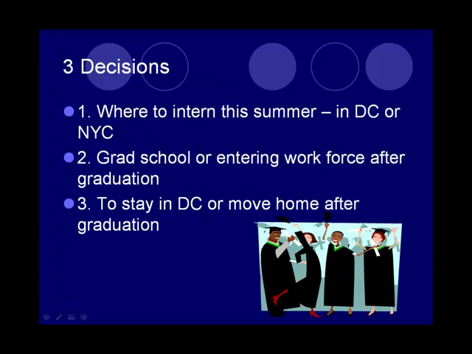The three decisions that Jane will be facing in the near future are as follows. First, Jane must choose whether to intern in DC or New York City this summer. Second, she must choose between going to grad school and entering the workforce following graduation. Third, she must decide whether or not she wants to stay in DC or to move closer to home directly after graduation.